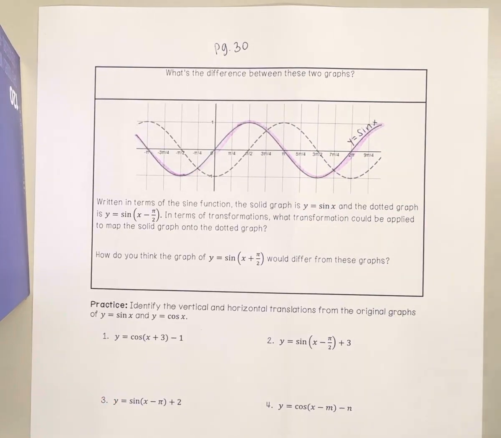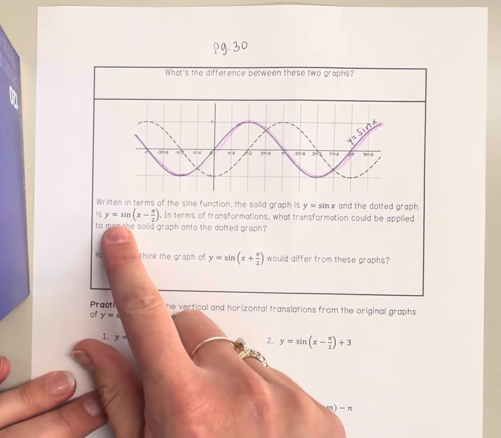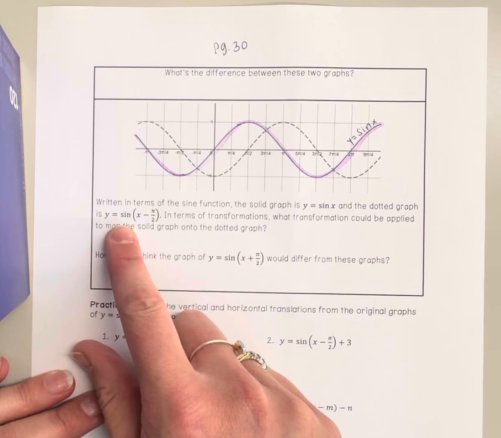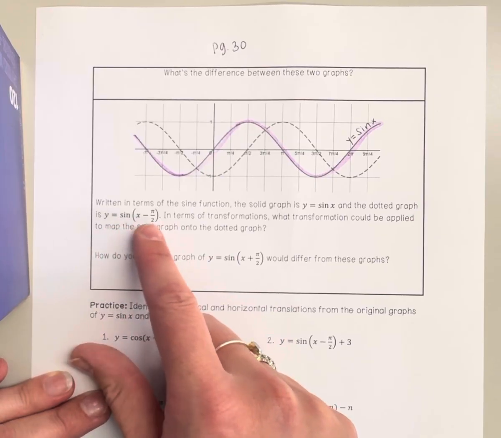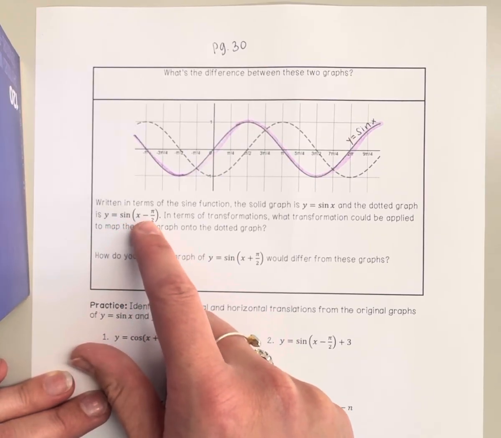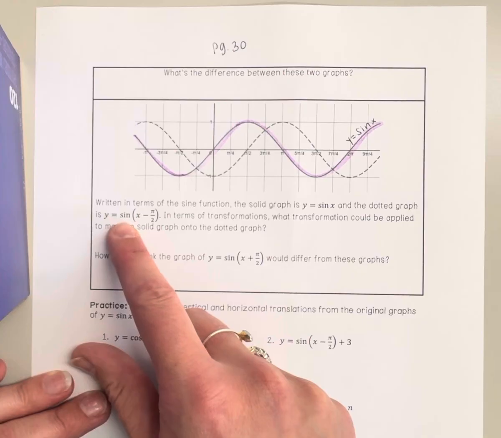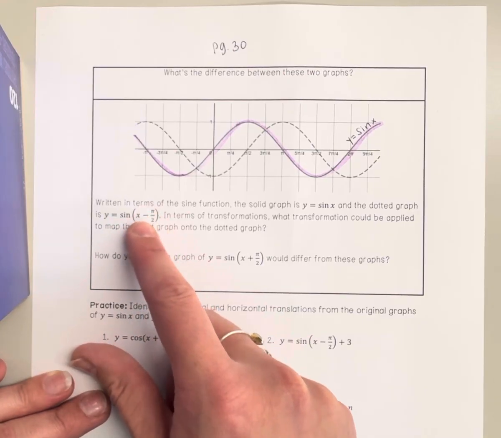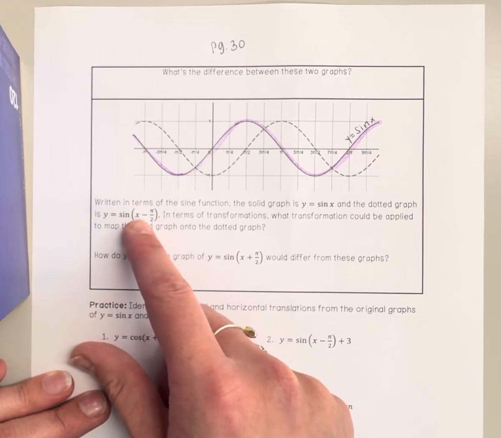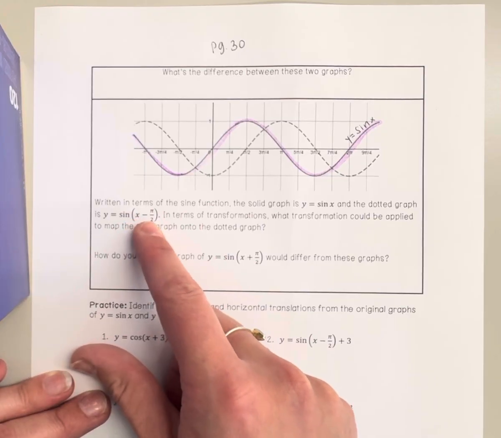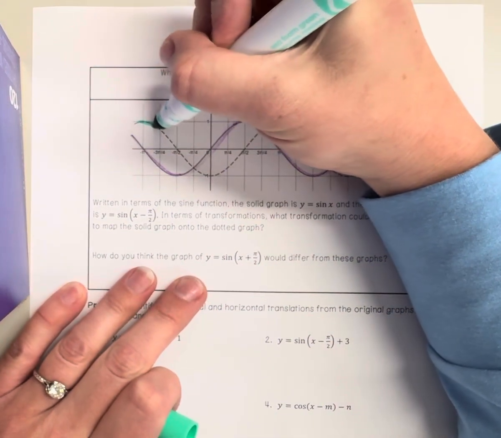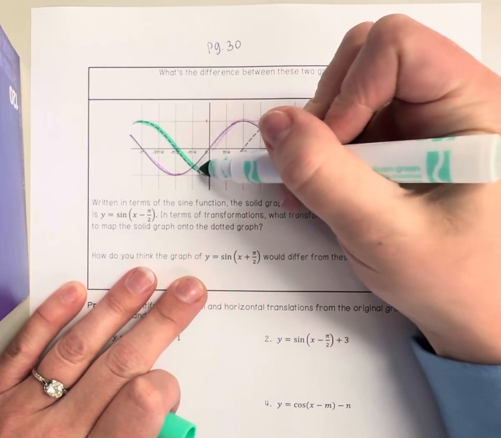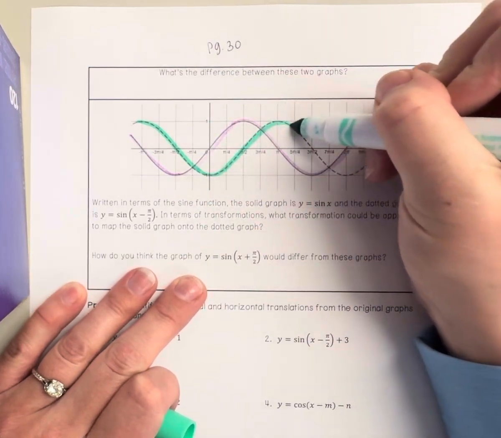And then the dotted graph could be a cosine function, but look how else we can write this. So another way to write a cosine function is sine, but instead of just an x here, it's an x minus a number. So that x minus a number is going to tell us how far to shift.